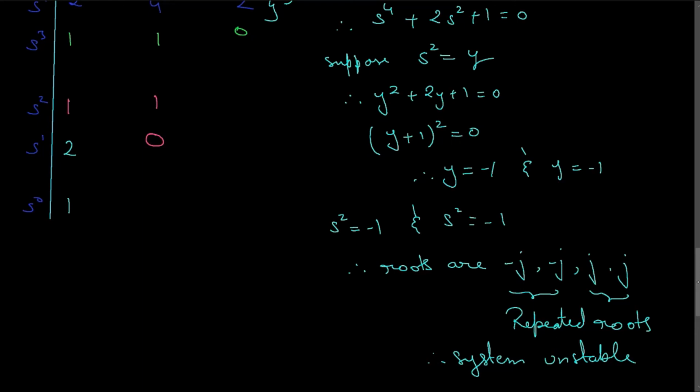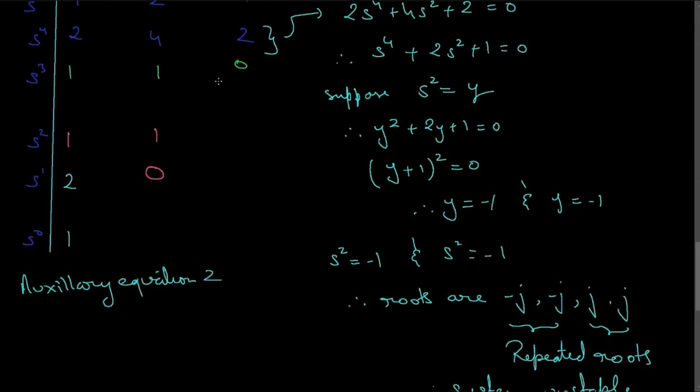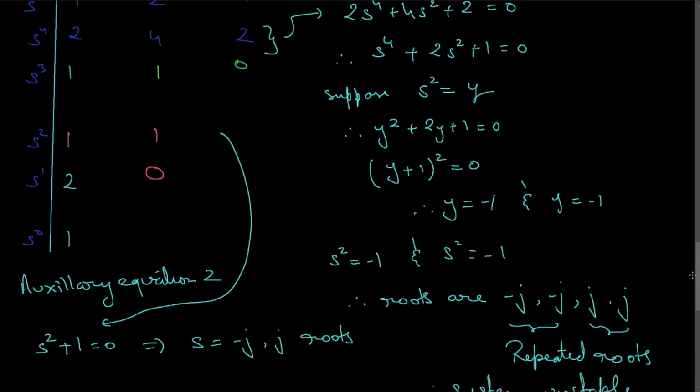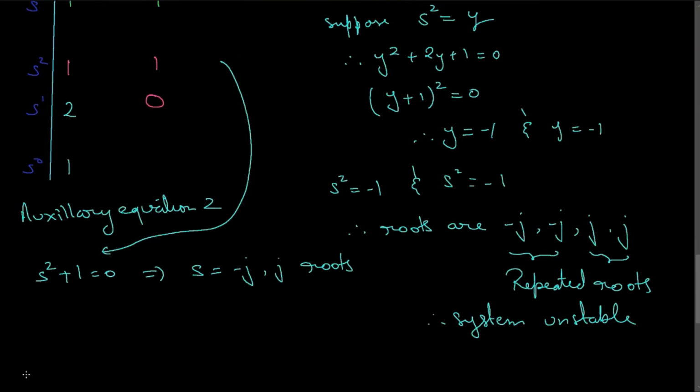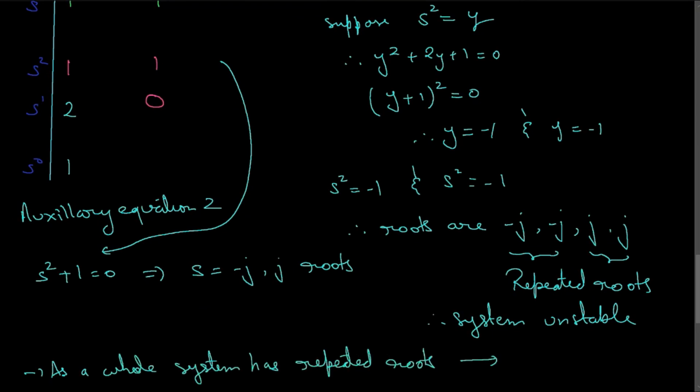Just for completing the procedure, let's even calculate the value of second auxiliary equation. Here we can see that this auxiliary equation has again roots at minus 1 and j. So we can see that the whole system has repeated roots, and from here we can conclude that the system is actually unstable. So remember, whenever there are repeated roots, the system will be unstable.